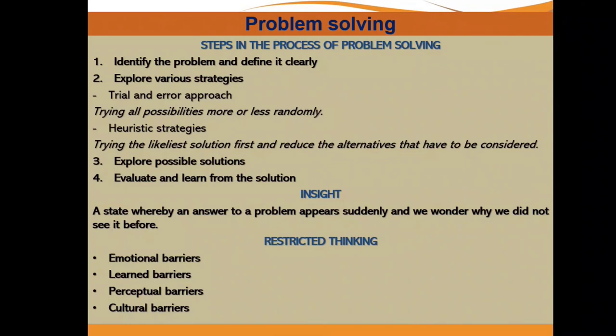Then learned barrier. We may think that something can only be done in one way because that is the way we have learned. We may think that there's only one way of doing things because that's how we were taught. Mostly traditional teachings of old people, they'll tell you.